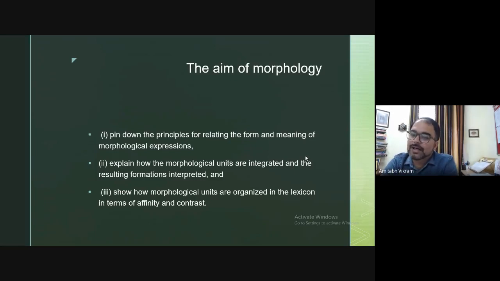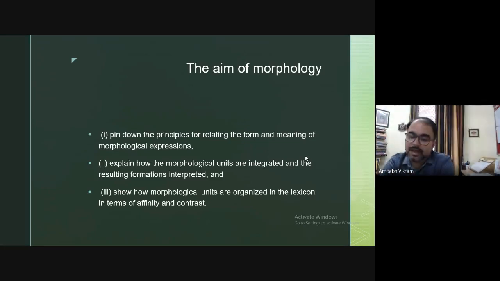We have a word like child, and when we want to make it plural, we say children. To pin down the principles for relating the form and meaning of morphological expressions, we need to find out why child is not becoming childs like the majority of the words in the English language, and why child is becoming children. That we will study. Or why fish remains fish and is not becoming fishes, or sheep remains sheep and is not becoming sheeps. These types of things we will study.